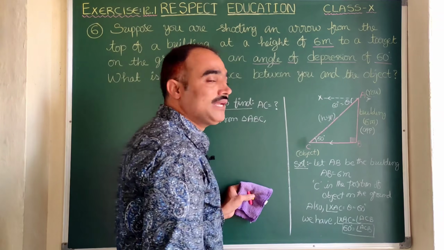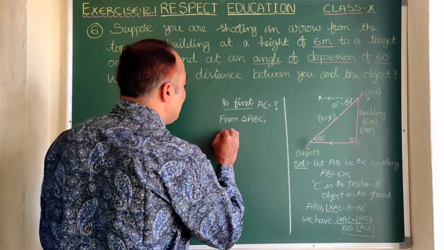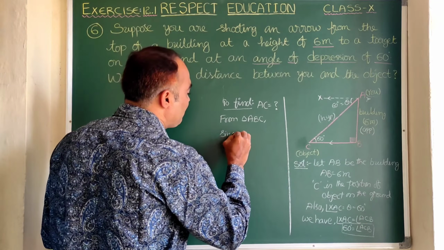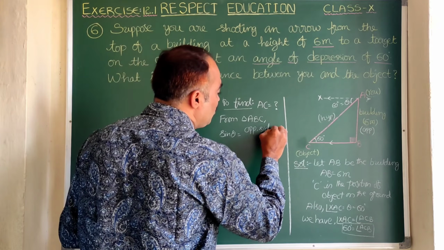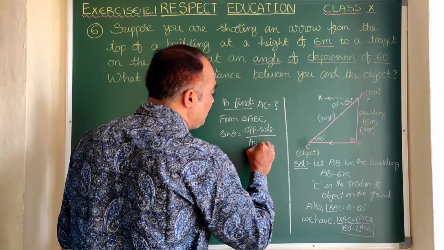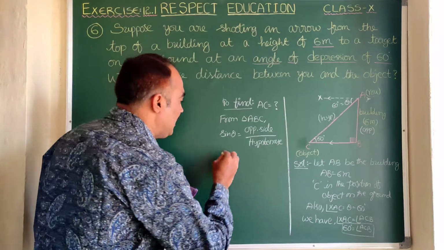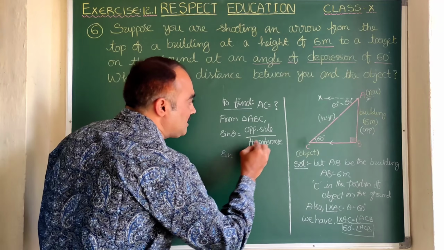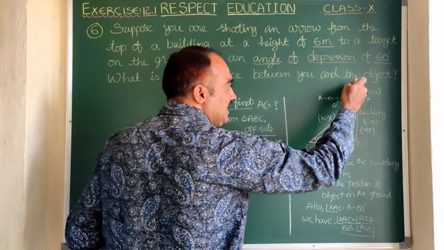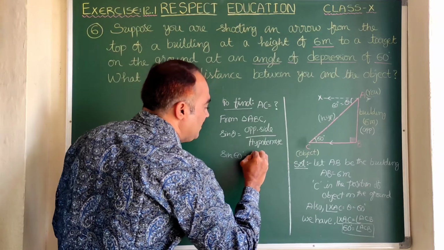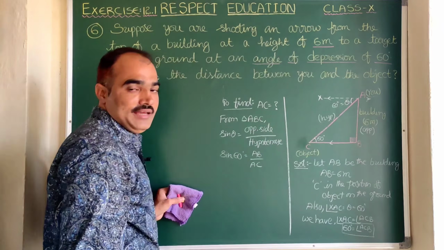Which theta is applicable? Sin theta is suitable. So let us write the sin theta formula. Sin theta is equal to opposite side to theta by hypotenuse. So sin as it is, in place of theta we can write 60 degrees is equal to, for 60 degrees AB is the opposite side and AC is the hypotenuse.